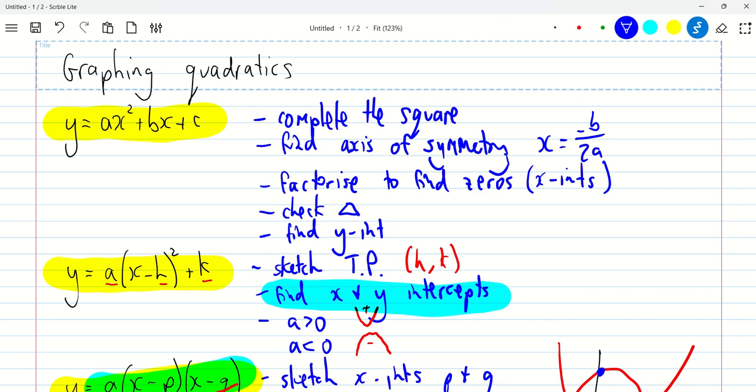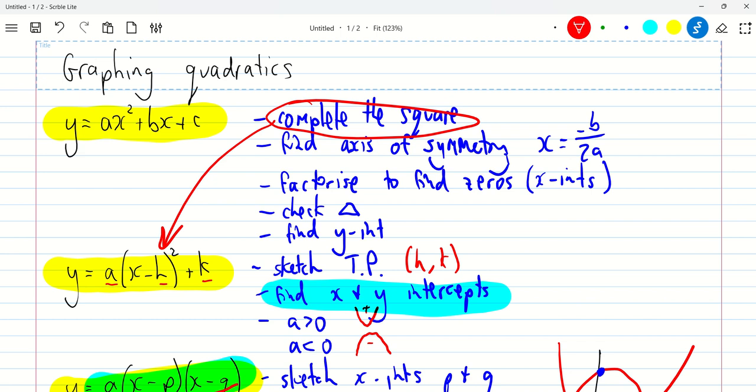One of the things you can do is complete the square, because if you complete the square, that turns it into turning point form. Okay, and then from there, you're fine. You just sketch the turning point. You do the same thing as if you had it already in turning point form. If you're not very good at completing the square, it does make your life a bit trickier, but it's not impossible to still sketch these things.